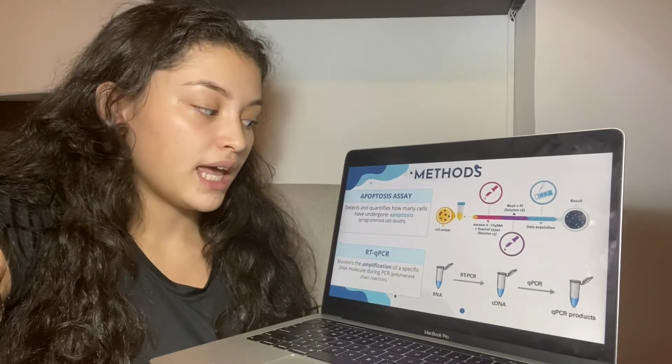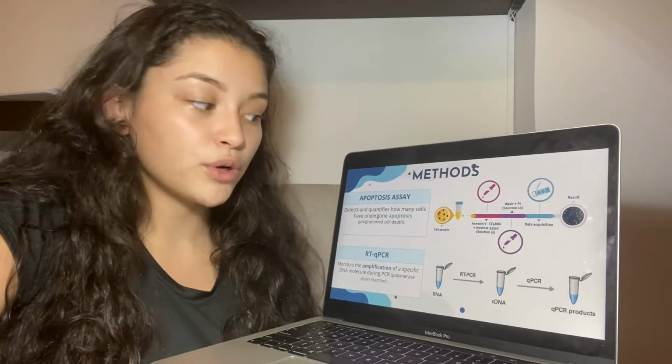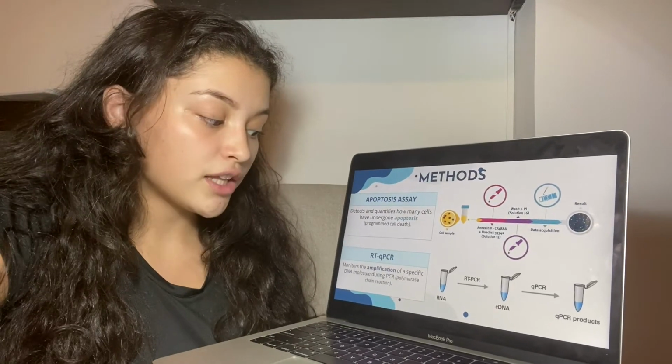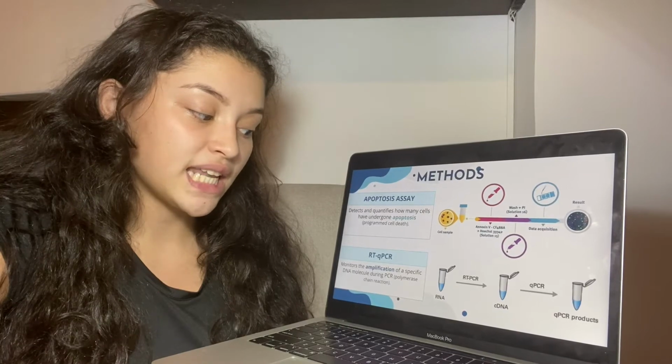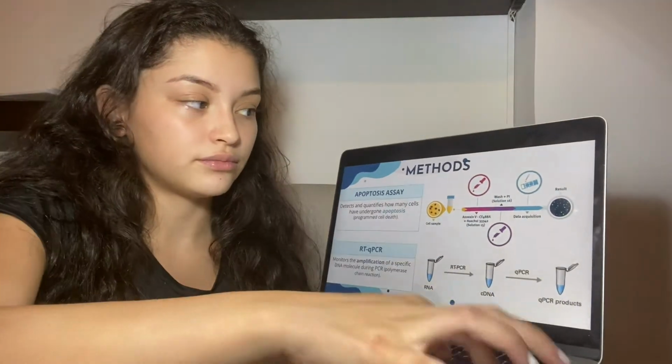Apoptosis assay detects and quantifies how many cells have undergone apoptosis, which is programmed cell death. And RT-qPCR monitors the amplification of a specific DNA molecule during PCR, which is polymerase chain reaction.